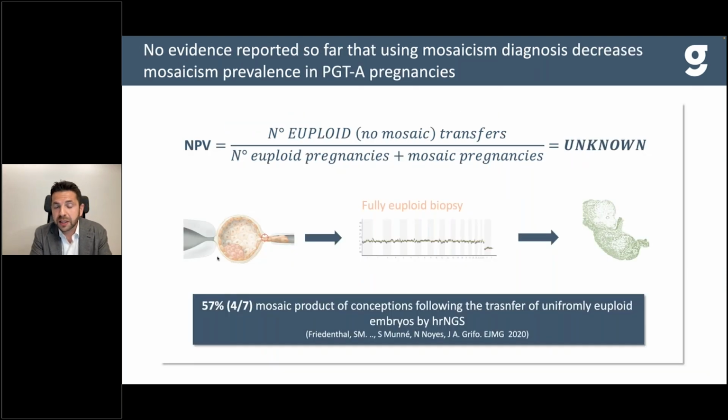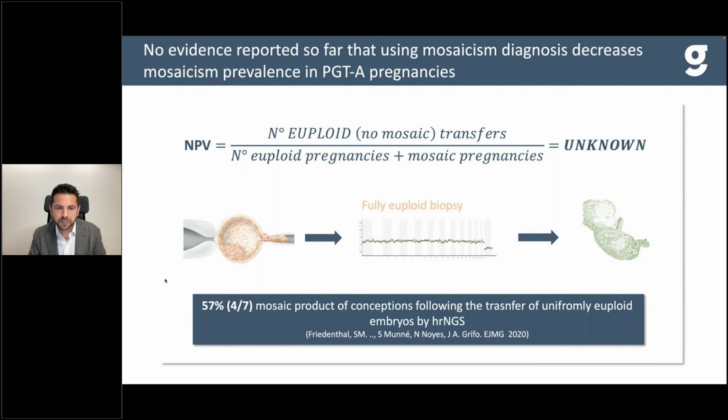Negative predictive value is also another important parameter to review. This defines to what extent we can lower the incidence of mosaicism in pregnancies by avoiding the transfer of mosaic embryos or by transferring only uniformly euploid embryos. This will take a huge sample size in order to be properly investigated. So at present, this is an outcome that is unknown. We don't know if by transferring euploid embryos only, we are able to lower that 0.3% of mosaicism incidence in pregnancies, but we have some evidence about the opposite.